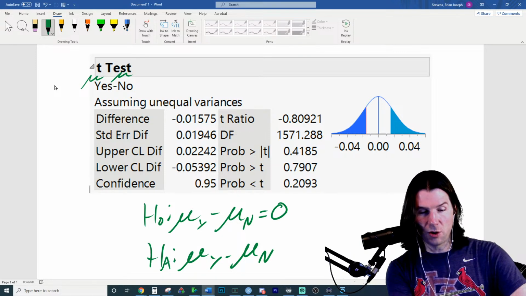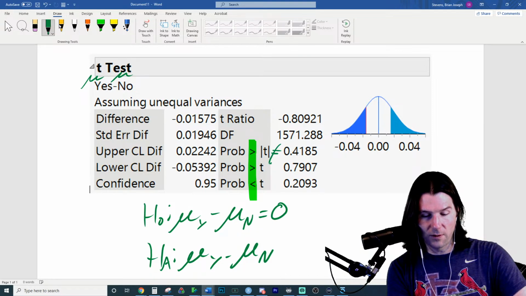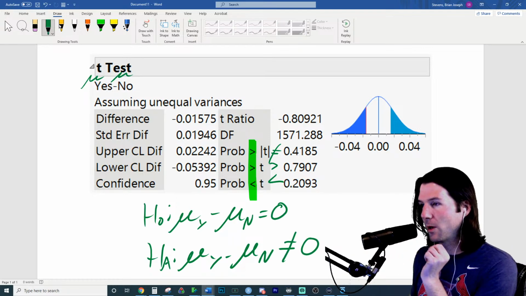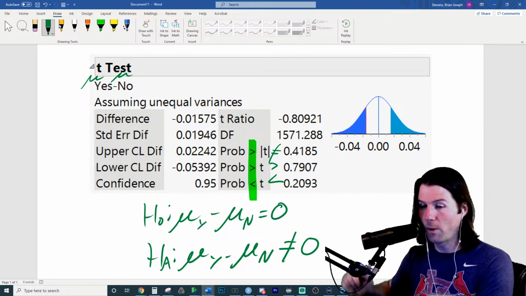We could choose any of these down here. This is the not equals alternative right here. This is the greater than. This is the less than. So we could pick, like, is not equal to 0. It just depends on how we word the question. But those are the alternatives and the p-values associated with them.